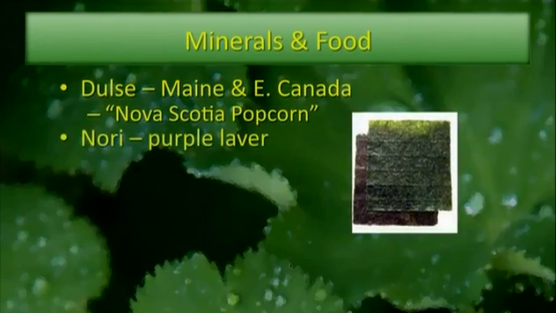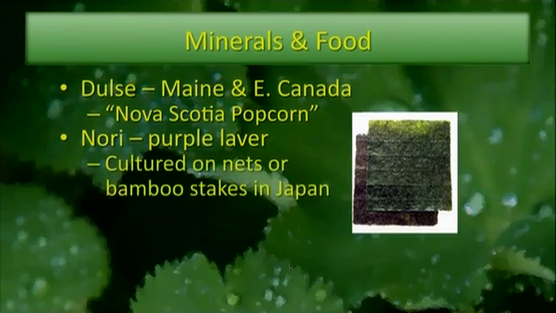Now, most people in Hawaii know about nori, which is also known as purple laver. It's cultured on nets or bamboo stakes in Japan, and they use it for sushi, like maki sushi, or the regular sushi where you have that little piece of rice with a piece of fish on it and they wrap it in nori. It's very good for you, you know.